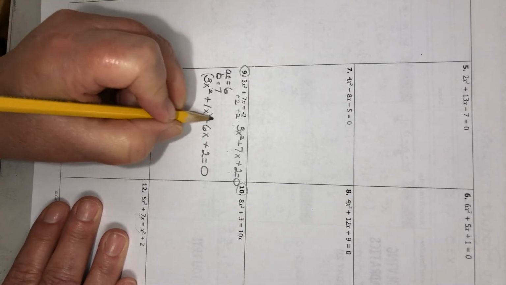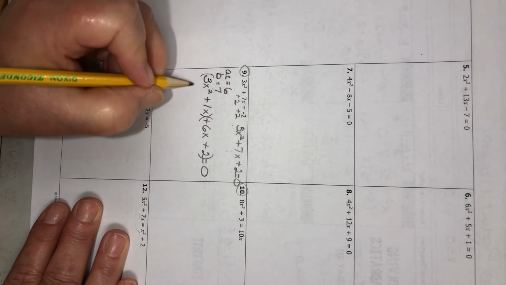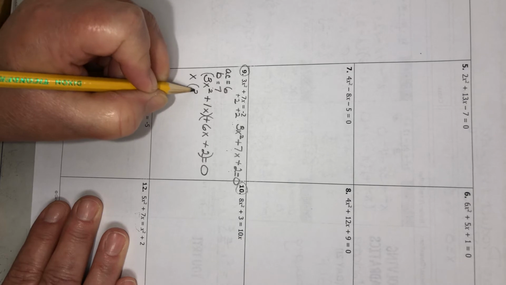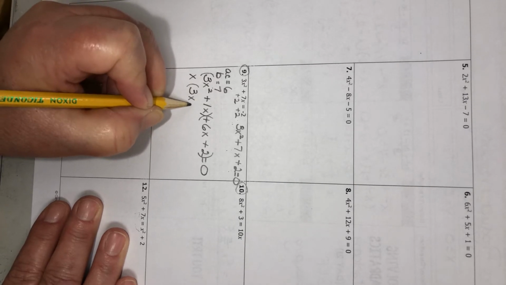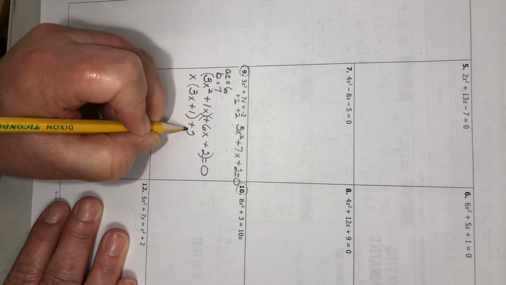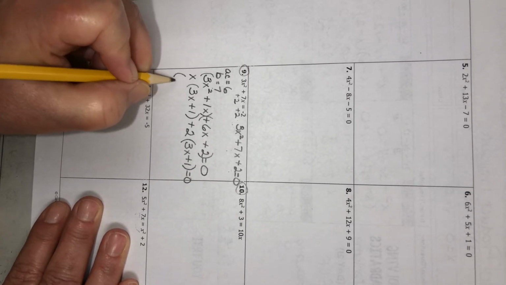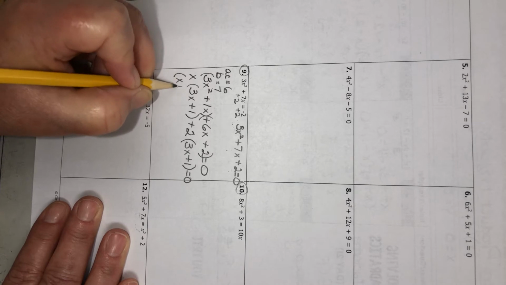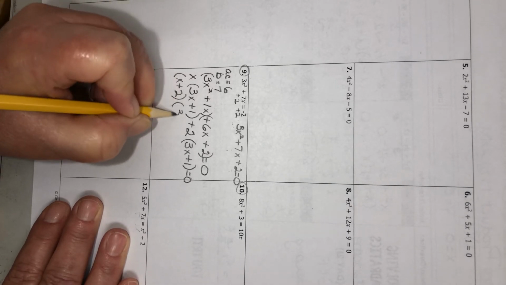Okay, factor, because we have 4 terms. We can divide out an x here. So 3x plus 1. Over here we can divide out a positive 2. Divide, we get 3x. Divide, we get 1. Okay, and there are our two factors for this equation, x plus 2 and 3x plus 1.